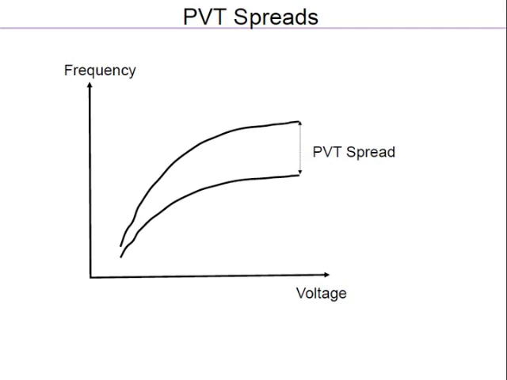So you have to give what is called margining. You have to put in a margin to allow for these process, voltage, temperature variations. Okay, and this margin can be quite a bit.